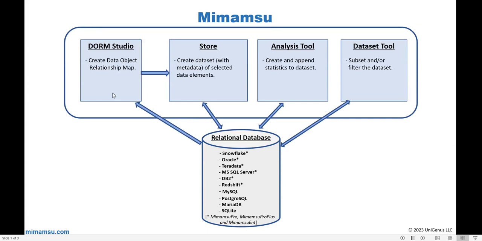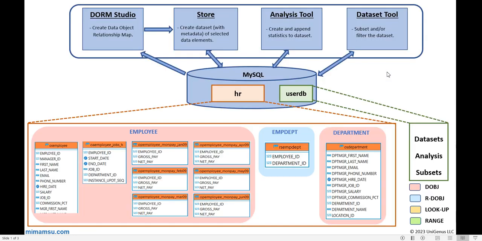Mimamsu is a desktop application to create a data object relationship map of a relational database, create a data set from the relational database using the map, create and append statistics to the data set, as well as subset and/or filter the data set. So now let's walk through the application with an example.